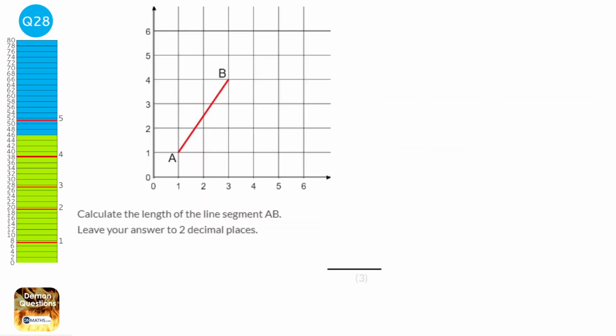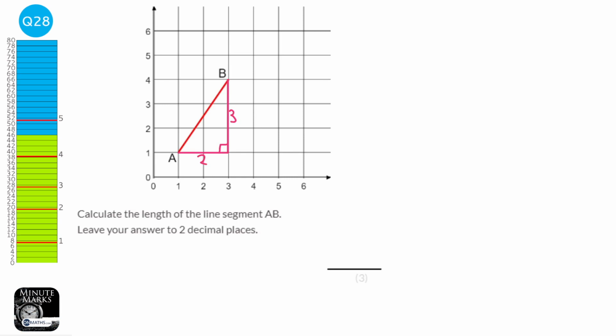So here we can just draw in 2 extra lines and we can see that it makes a right angle triangle. And we're asked to find the length of the line segment AB. So we're asked to find what this length here is going to be. And we know what the other lengths are. We know that this is 2 and this is 3. So we're going to be using Pythagoras.